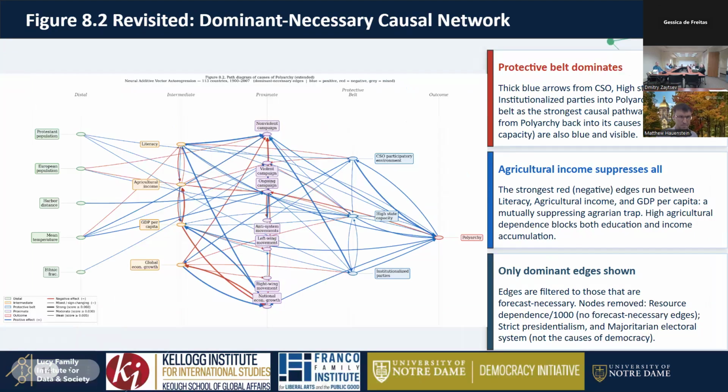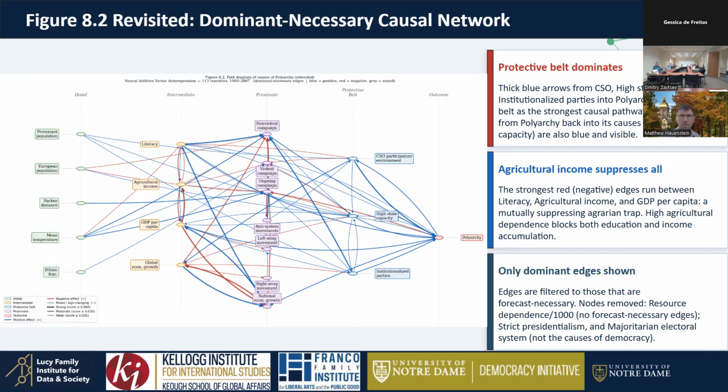Okay, and this is putting things together. It's similar to the path diagram we did before. It's the same model we're talking about. Polyarchy is still over to the right. Then we have the 3 protective variables just to the left of that, and you see a lot of positive and rather strong relationships there. Then there's social movement activities mostly, and national economic growth in the middle of those things. And then the more intermediate variables, literacy, agricultural income, GDP per capita, global economic growth to the left.